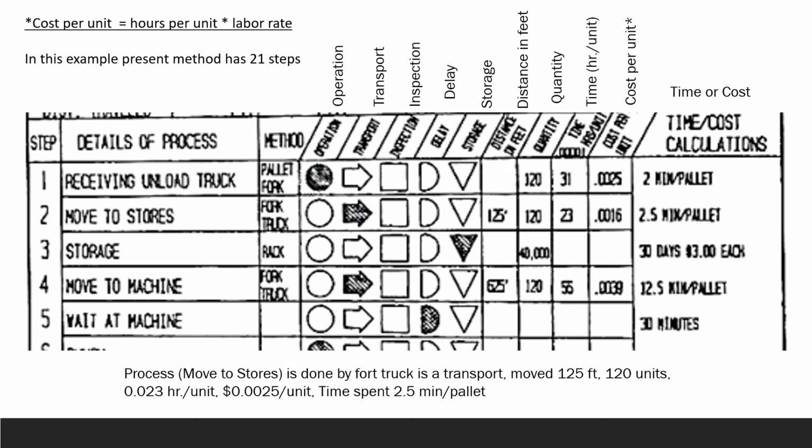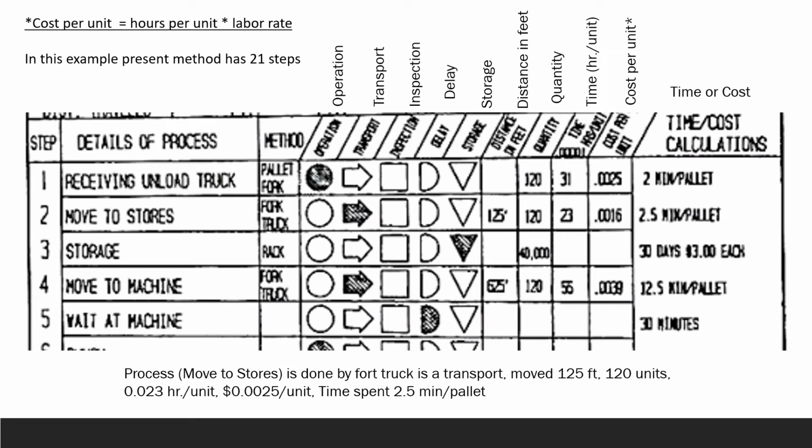Shade the process symbol, operation, transport, and so on. In 11, fill in the distance in feet. In 12, the quantity. In 13, calculate and add time in hour per unit production. And in 14, calculate and add the cost per unit. So that is hours per unit times average labor cost. And in 15, add either time or cost calculations.